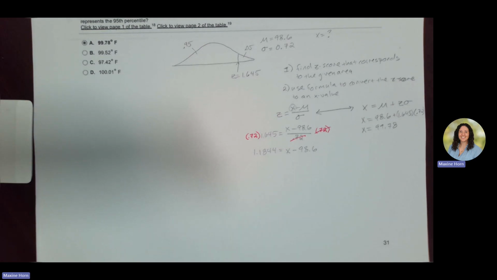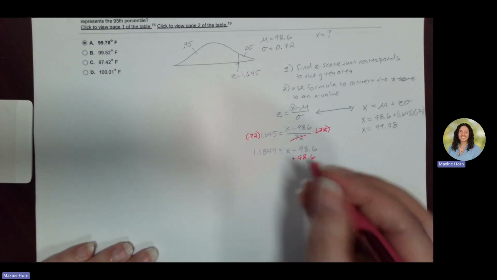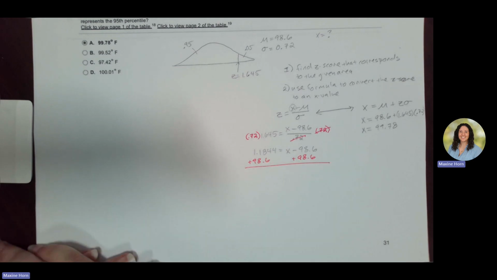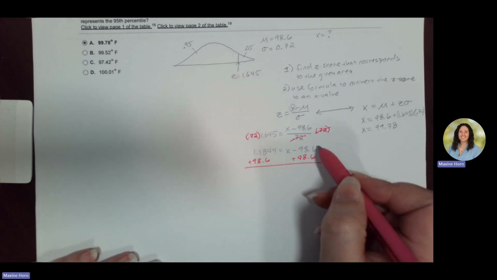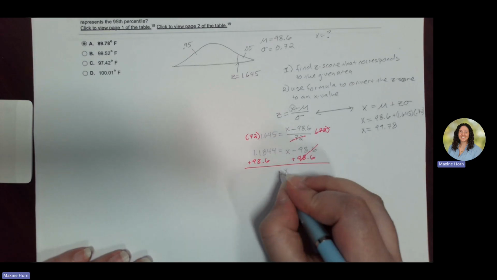Well, we don't want that. We want to get rid of it. So how do we get rid of subtraction? We add. We're going to add 98.6. What we do to one side of the equation, we do the exact same thing to the other to keep it equivalent. If we add and subtract the same thing, they cancel each other out because they're opposite functions.